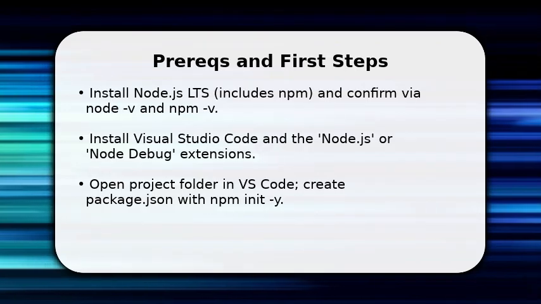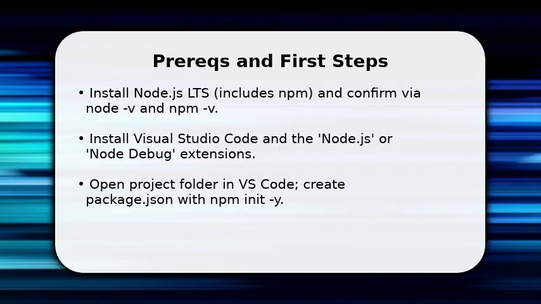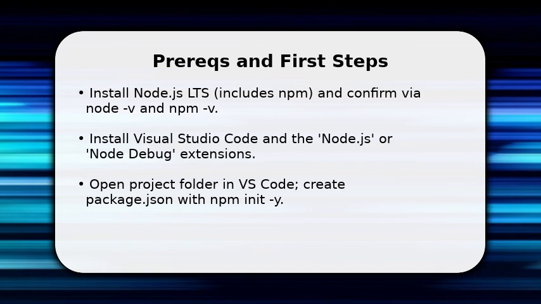Open your project folder in VS Code and create package.json with npm init so npm scripts and dependencies are manageable. Make sure your terminal in VS Code uses the same Node version. This avoids path mismatches that break later steps.